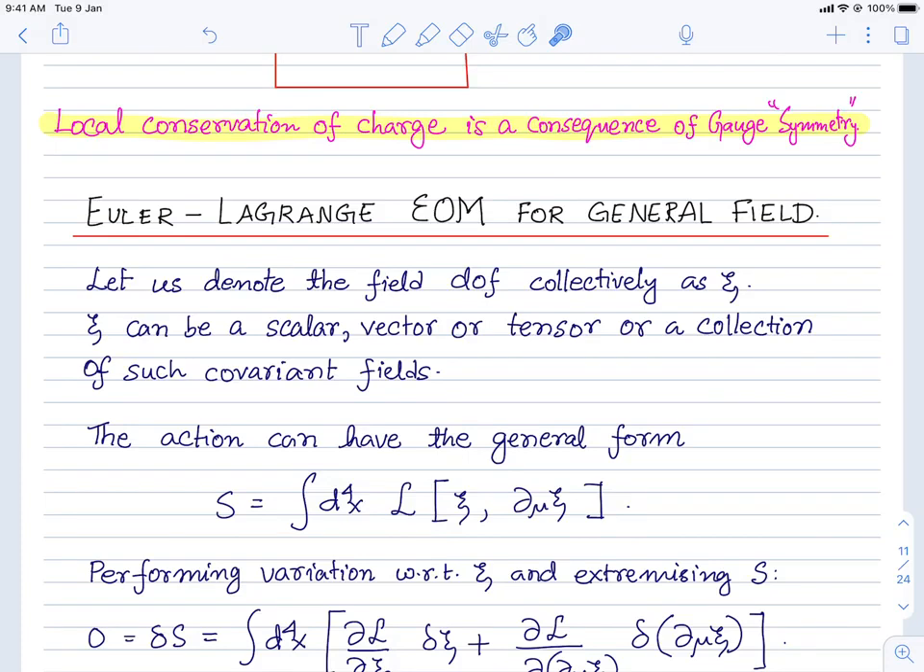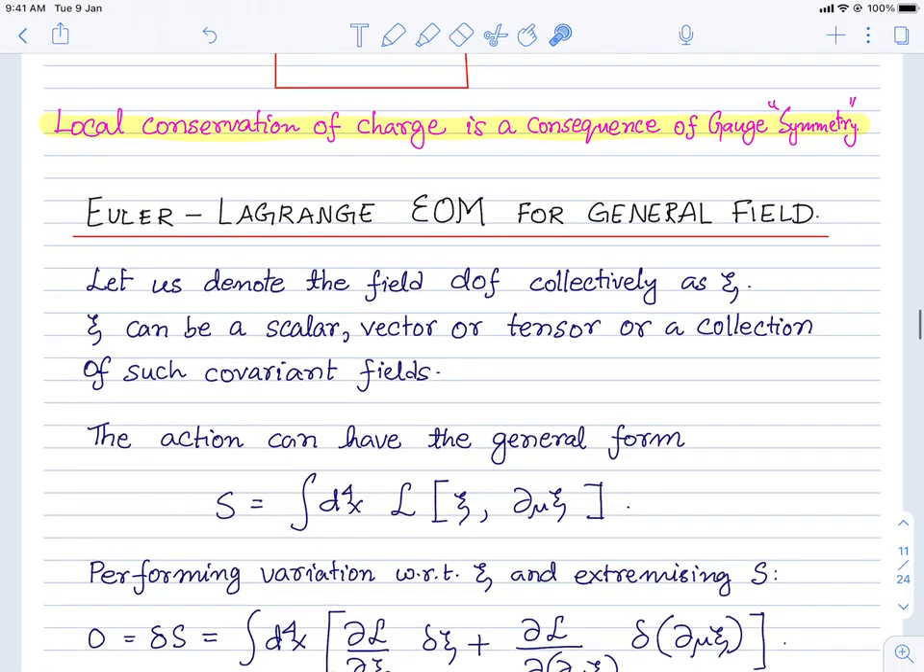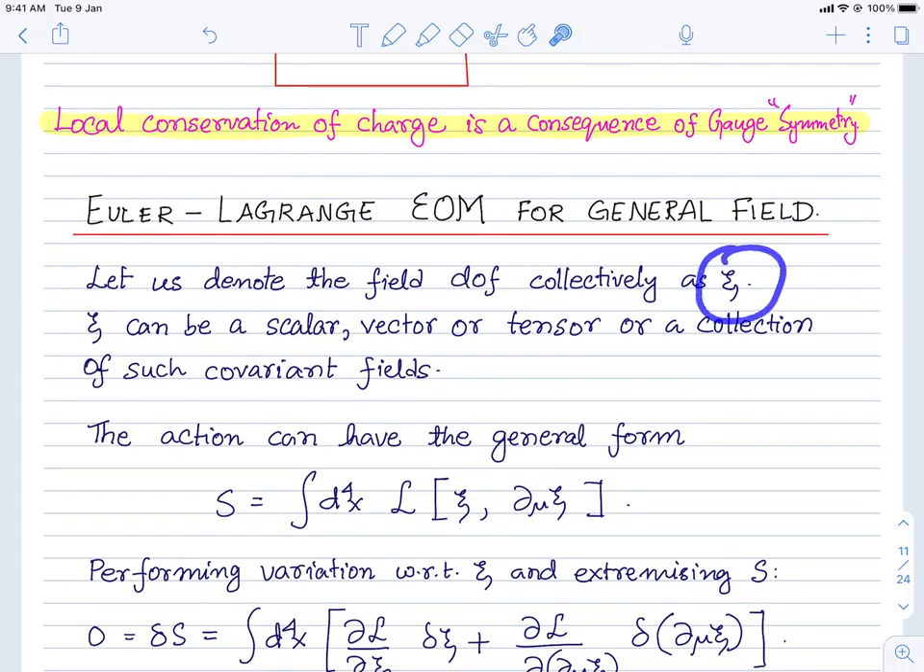Let us say that we have some degrees of freedom which are denoted by this xi. This xi can be a phi, it can be a mu, it can be some tensor v mu nu, whatever you want. So you can consider xi to be denoting the various components. Let's say you have a vector with 4 components, then you have 4 xi's like this. This is a collective representation of all the field degrees of freedom that you have to deal with.